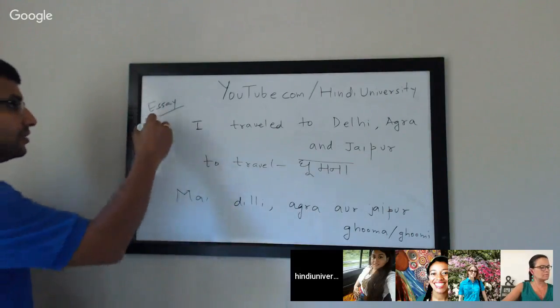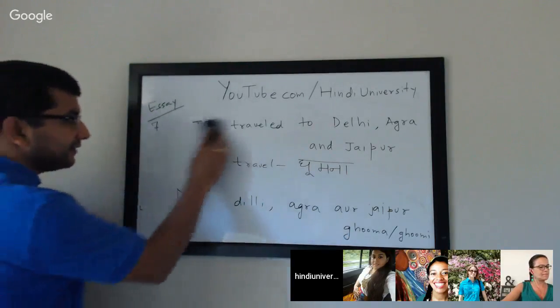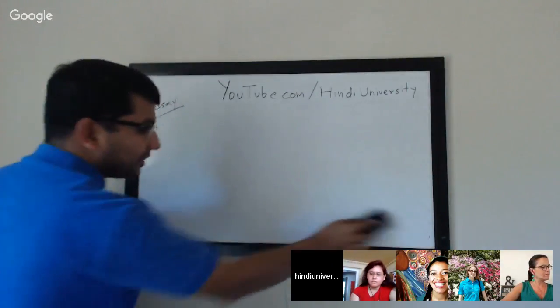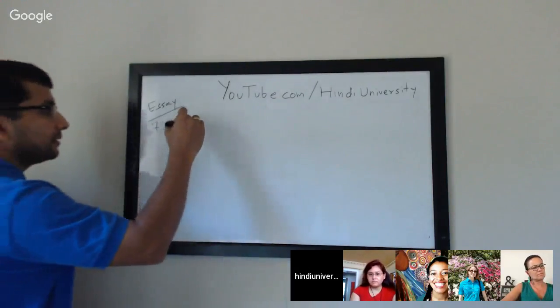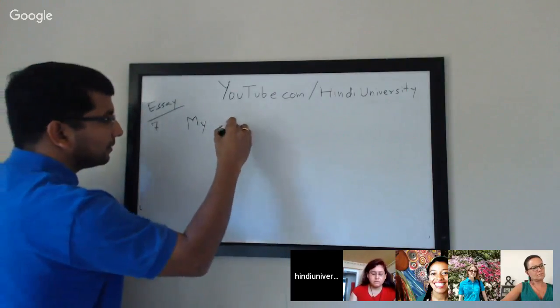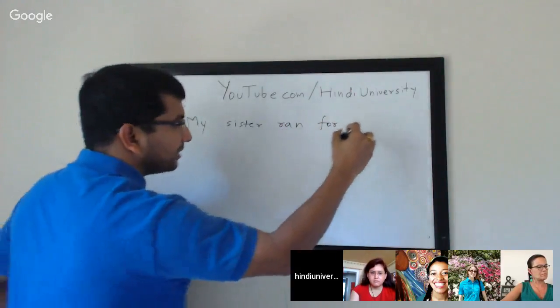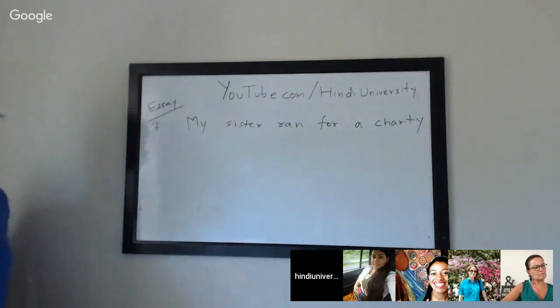You can see how simply you were able to write down all the sentences where we are using the intransitive verb. Okay, so this one I have is, my sister ran for a charity. My sister ran for charity, and you can say last month, last year, doesn't matter. Okay.